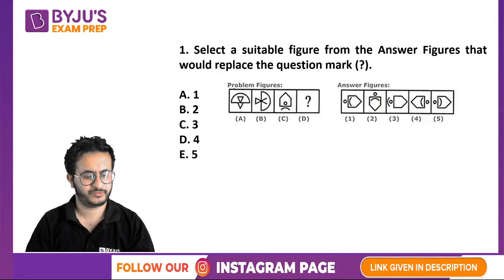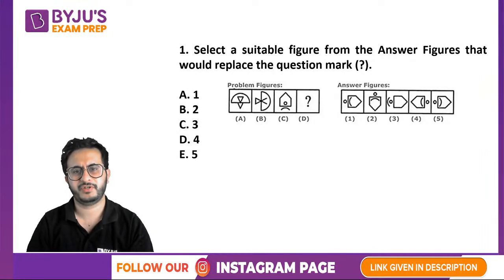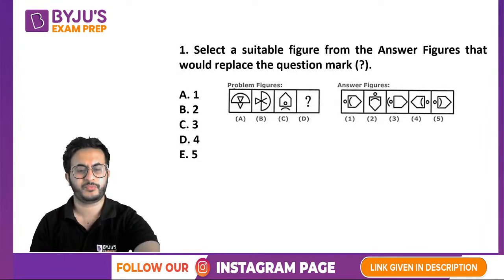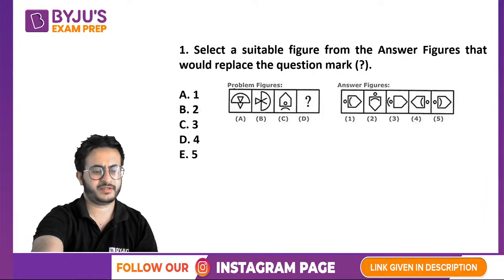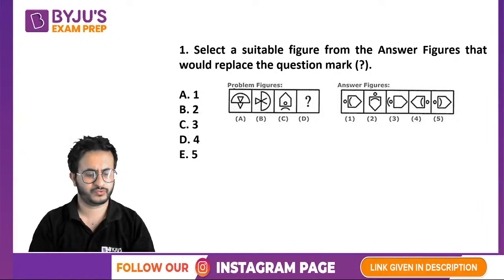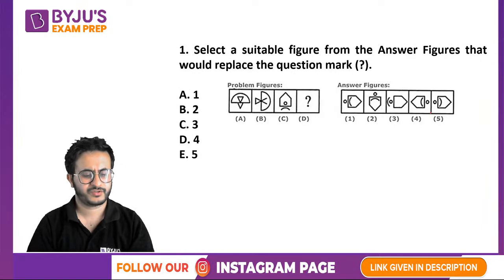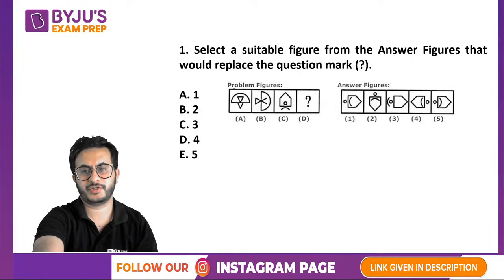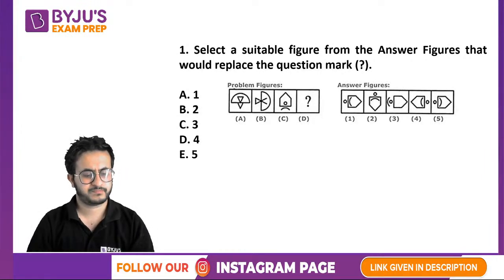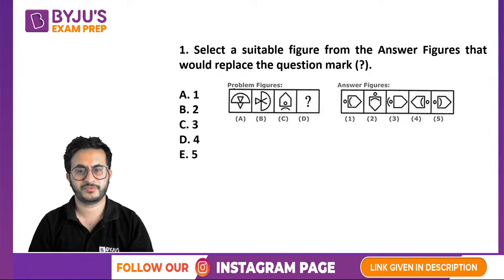So let us do the first question. It says that you have to select a suitable figure from the answer figures that would replace the question mark, right? So this is an analogy problem. Analogy problems are, we are given two figures A and B. So whatever relation A has with B, C will have the same relation with D. So one has to choose what should come in place of this question mark. Which figure should replace the question mark? So the same relation has to be maintained.